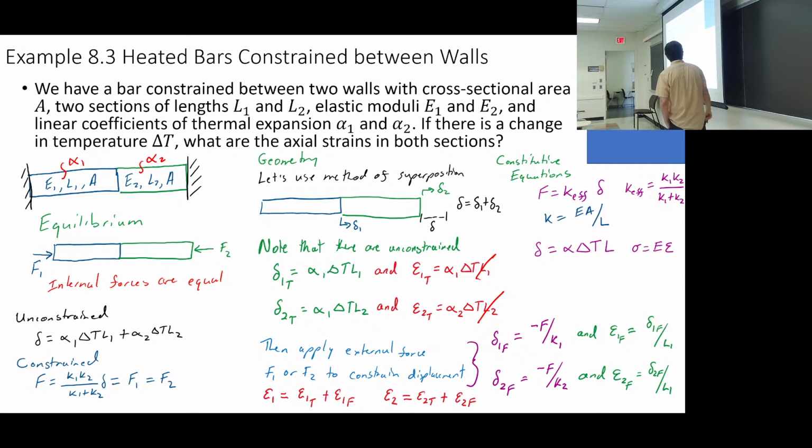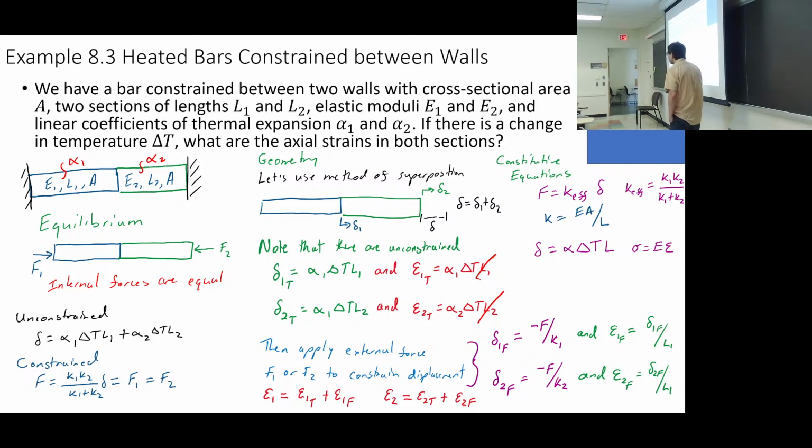and the force-based strains are going to be this displacement due to the F over L1. And they're both compressive. So both of these are going to be negative because these are negative forces. Okay. So in the end, we just add these two strains to each other, and that's what the strain in each section is going to be.